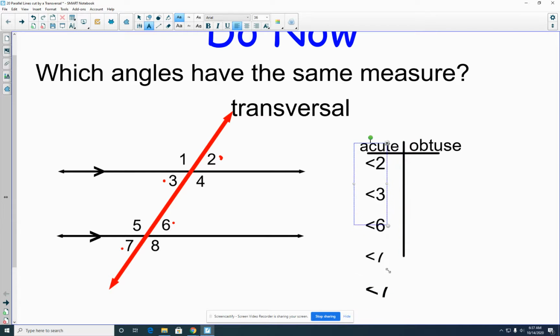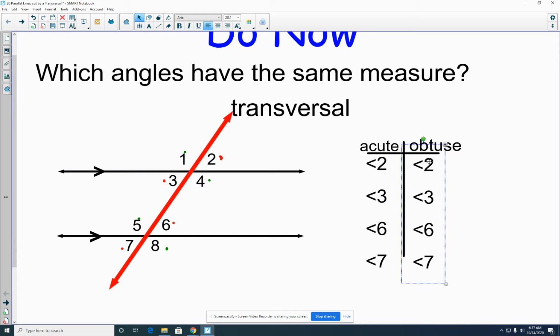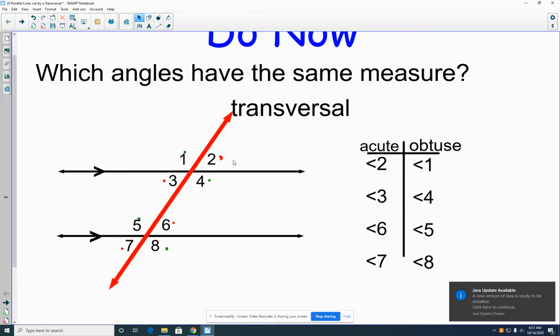Okay, and then we're going to have our obtuse angles, and those angles are going to be the angles here, here, here, and here. So our obtuse angles are going to be angle 1, 4, 5, and 8. Now, honestly, if you can recognize that 1, 4, 5, and 8 are all obtuse, and 2, 3, 6, and 7 are all acute, truthfully, that's the entire lesson.